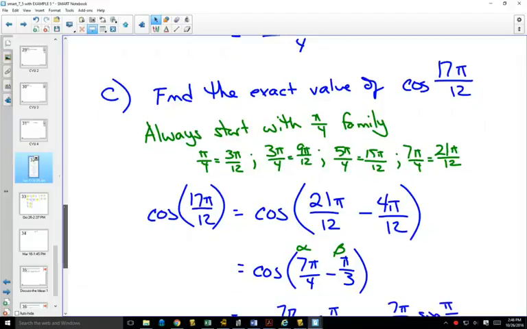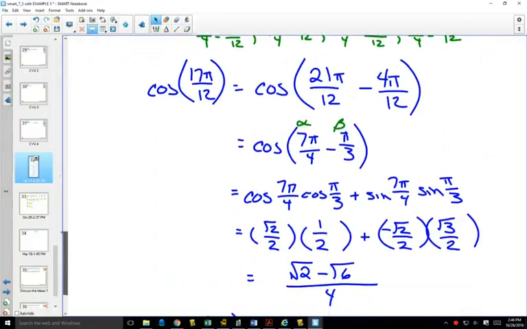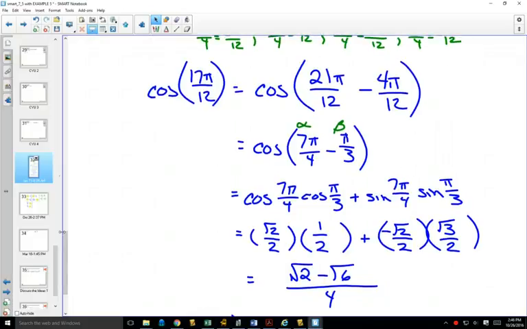and plug it into the formula. Now we have to be careful because some of these are going to be in quadrants where sine or cos are negative. But plugging those values in, once again we get a root 2, a root 6 all over 4.